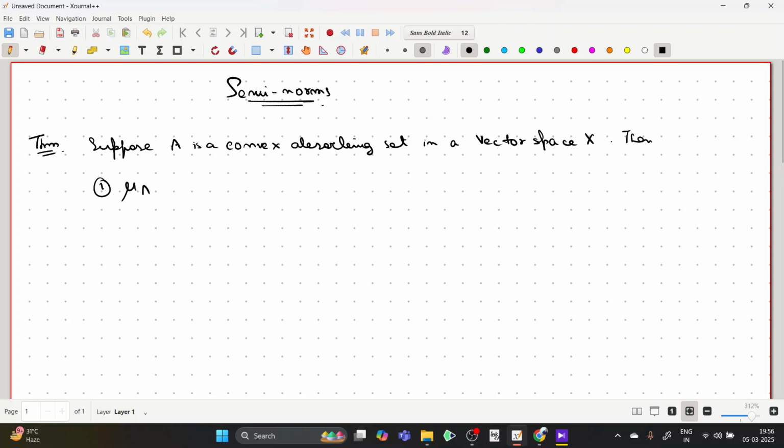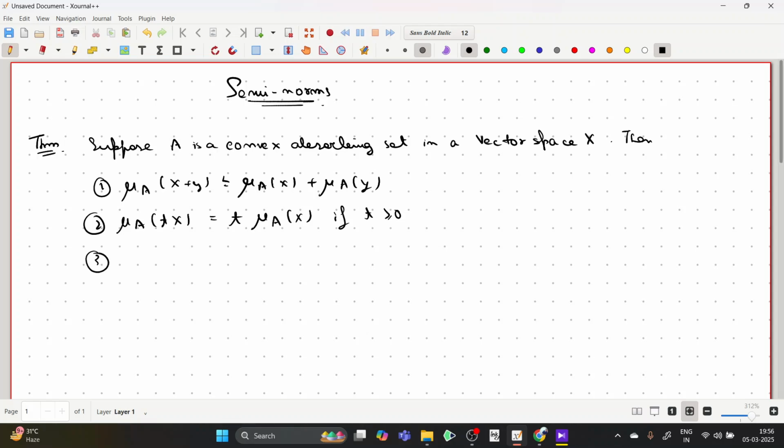Number 1 is that mu A of x plus y is less than or equal to mu A of x plus mu A of y. Number 2, mu A of Tx is equal to T times mu A of x if T is greater than or equal to 0. Number 3, mu A is a seminorm if A is balanced.